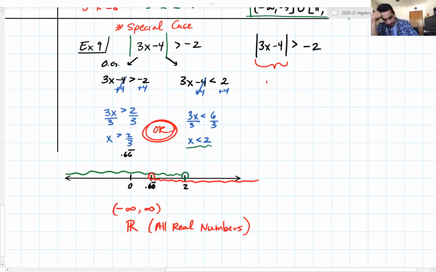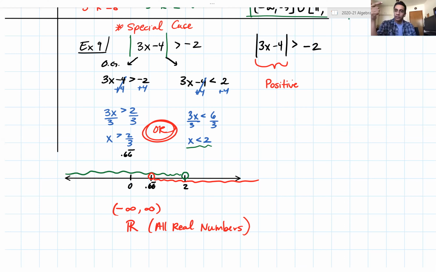Positives? Yep. And what's the other scenario? It can either give you a positive, or what's the smallest number that an absolute value can give you? It can give you a 0. Absolute value can't give you negative, but it can give you a 0, right? So you either have a positive number or you have 0.